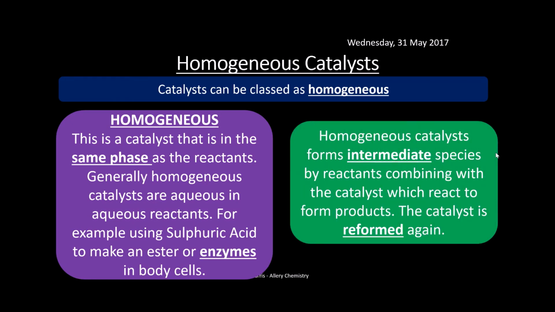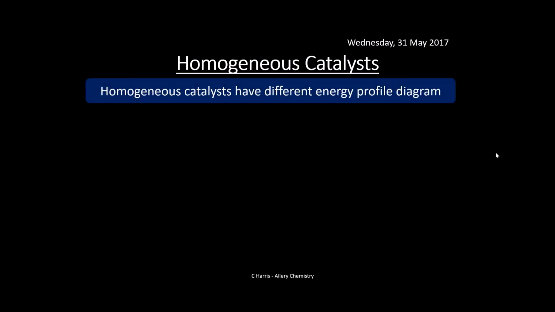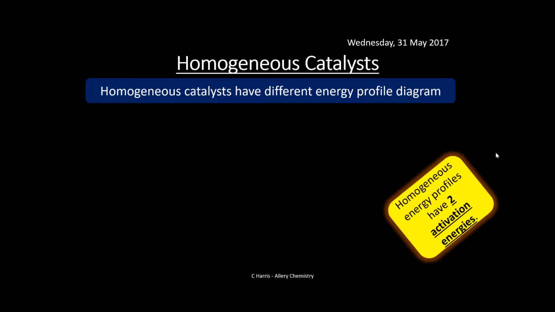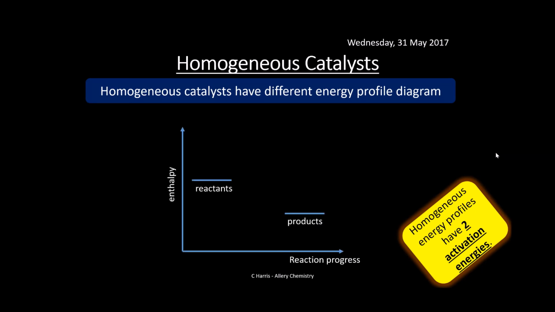Now, homogeneous catalysts form what we call an intermediate species. Okay, they behave slightly differently to heterogeneous ones. What they do is they combine with the reactants first, and then they release themselves to form the product, but the catalyst crucially is reformed again, and you get this unique energy profile. So we're going to show you this energy profile diagram. They actually have two activation energies, unlike your heterogeneous one, which we'd seen before, where you just had one activation energy, so one profile. This one has two. So let's have a look.